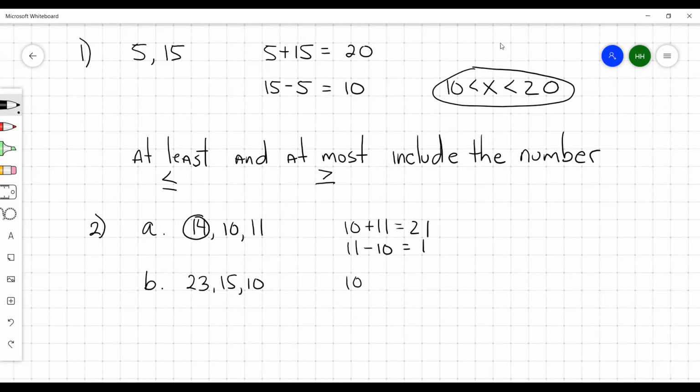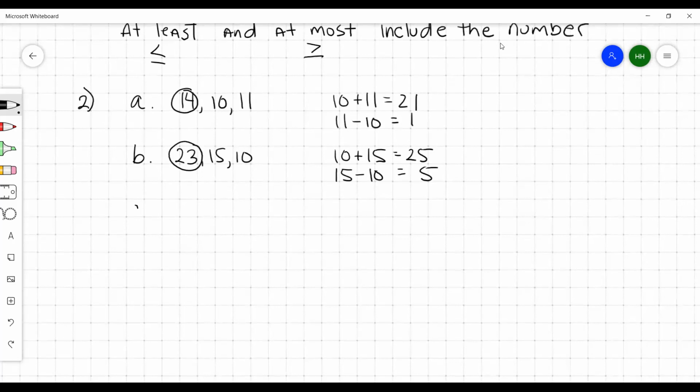And you take your 10 plus your 15, and that equals 25. And you take your 15 minus your 10, and that equals 5. And 23 is between 5 and 25. So that can be a triangle.